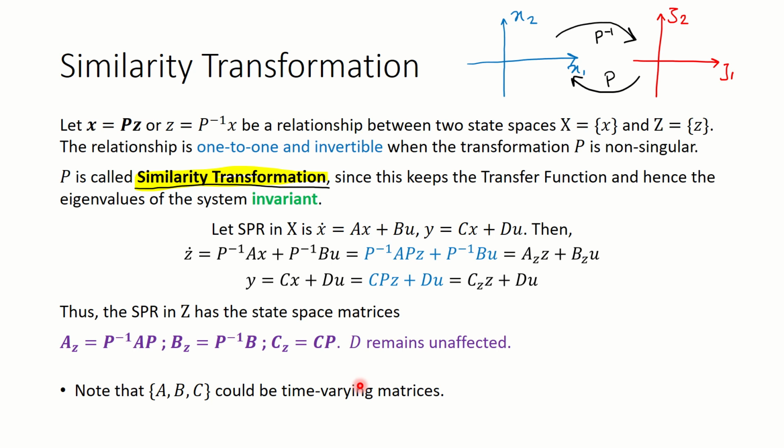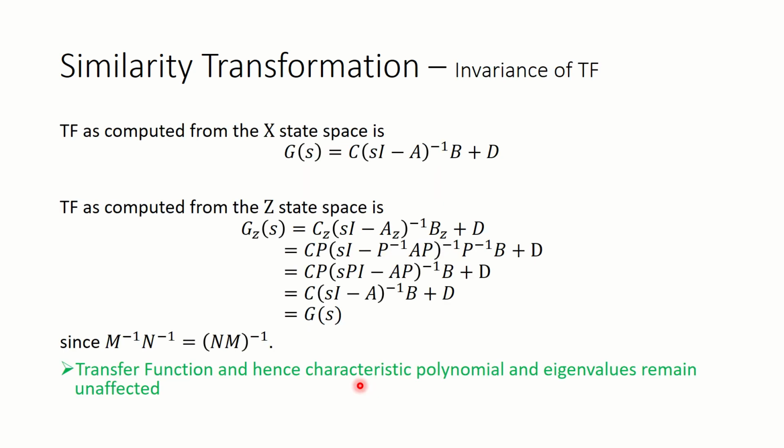Next, we will try to prove that when we go through the similarity transformation, the transfer function remains invariant, and that actually tells us that the eigenvalues will also remain invariant, because the eigenvalues are nothing but the roots of the characteristic polynomial of the transfer function. So when the transfer function remains invariant, the characteristic polynomial also remains invariant. The roots of the characteristic polynomial also remain invariant.